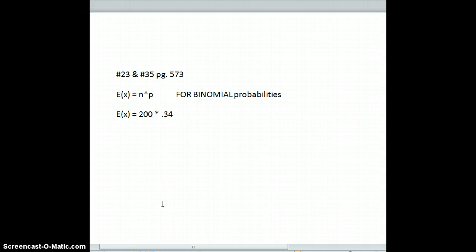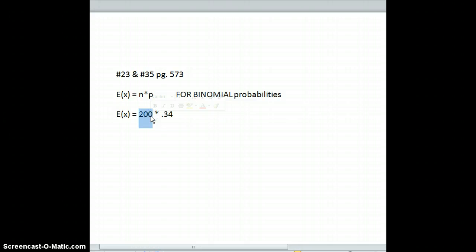Number 23 and 35 both deal with expected value. For a binomial probability, the expected value formula is just n times p, where n is the number of times you're running the experiment and p is the probability of success for whatever success is defined to be in the given problem. So for 23, we run the experiment 200 times.